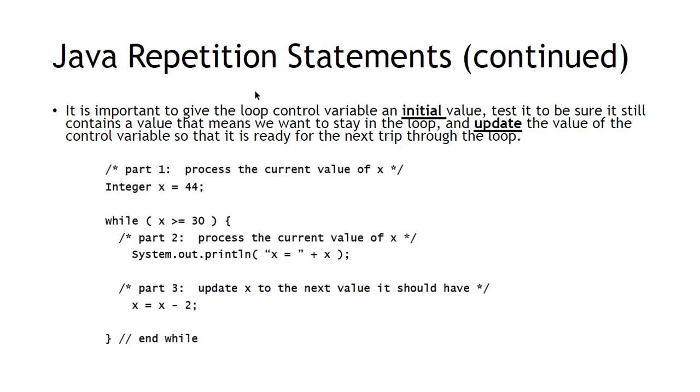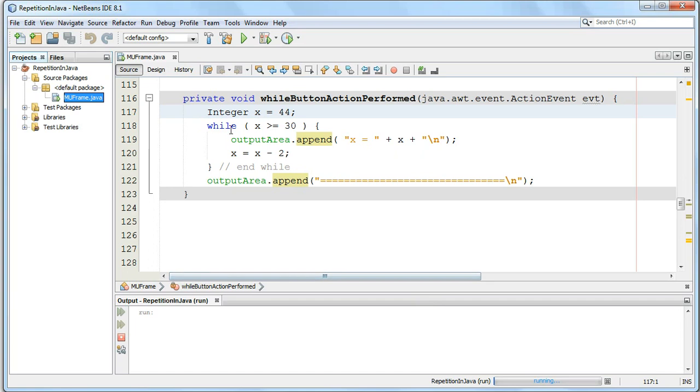It's very important when you are writing a loop, the control variable needs to be set to its initial value, and then we test that variable to see do we want to stay in the loop or not, and then we also want to update the value of the control variable. So there's really three things that are happening here. The first thing I'm doing is initializing the value of the control variable. The second thing I'm doing inside the loop is processing the current value of x, and then also inside the loop, before I end the loop, I have to make sure to update x to the next value it should have. Very important. My example does that.